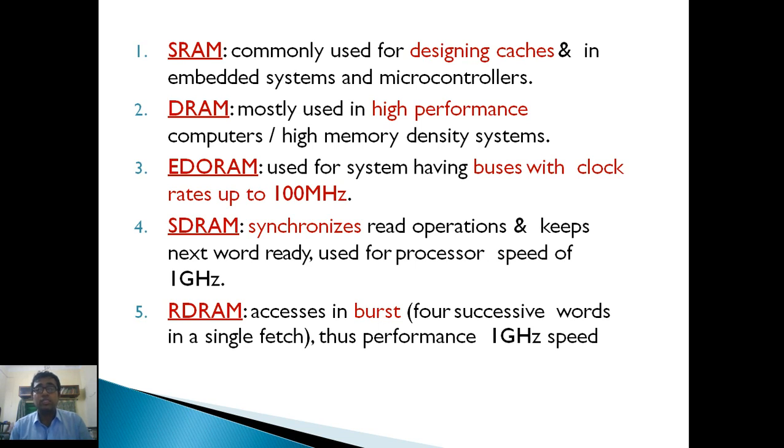DRAM is mostly used in high performance computers and high memory density systems. In case of dynamic RAM, the data stored in DRAM is faster to access.